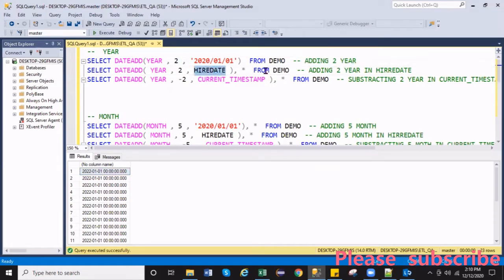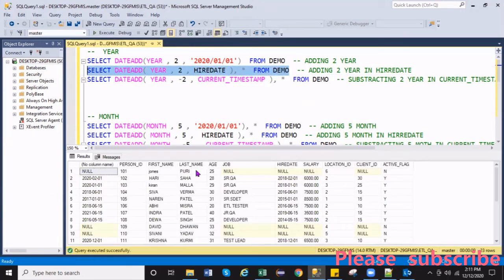Now the hire date. In this demo table, there is a column called hire date, right? So same as the date function, I would like to add year, how many years I would like to add, and then I put the column name from the table. See, if the original column has null, then it will not add anything. But if you see the hire date in the original table, for example, row number 2, the hire date in the original table has 2018 and I add 2, so it makes 2020. See here, 18, 20.